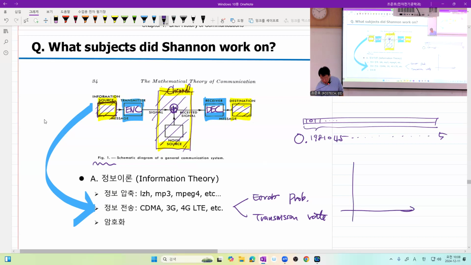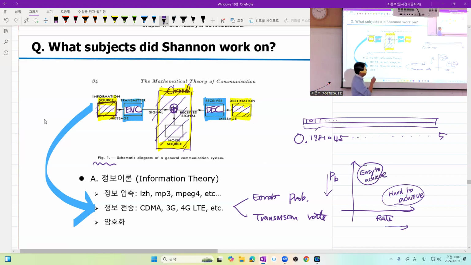So initially, probability of bit error and transmission rate were thought to be a trade-off. And this trade-off looks something like that. You cannot reduce the probability of error without too much increasing the rate, right? So the region around here is very hard to achieve, and here, this is easy to achieve. This is our common sense, right? So probably Shannon started from this idea.